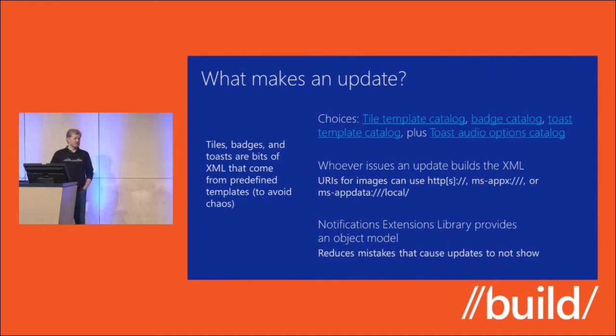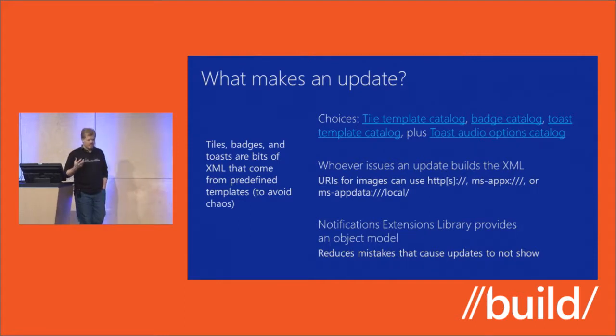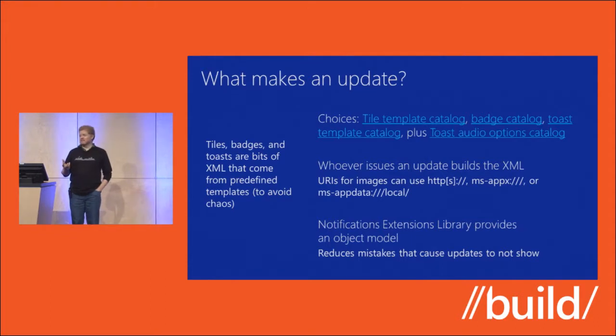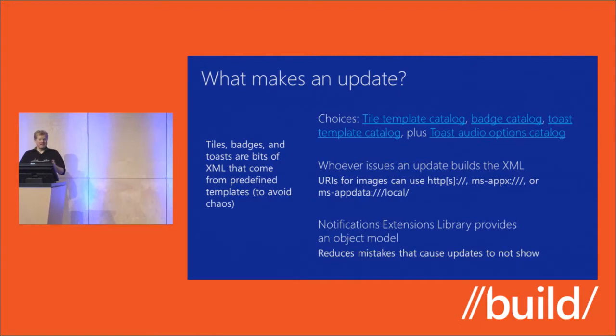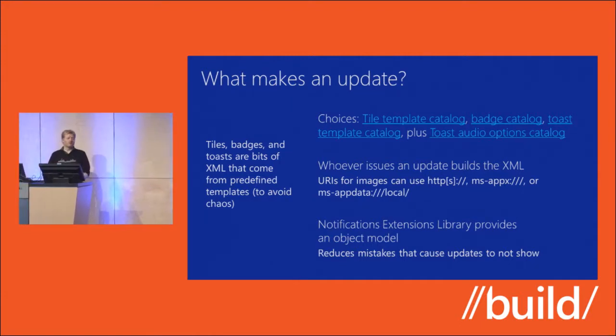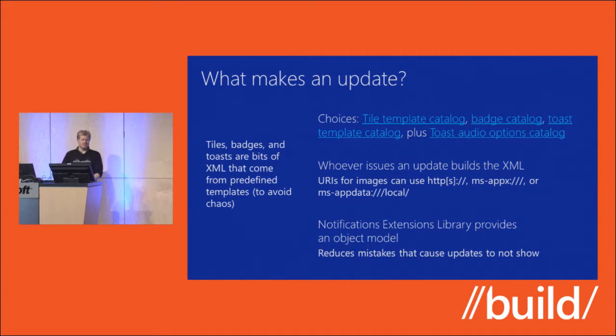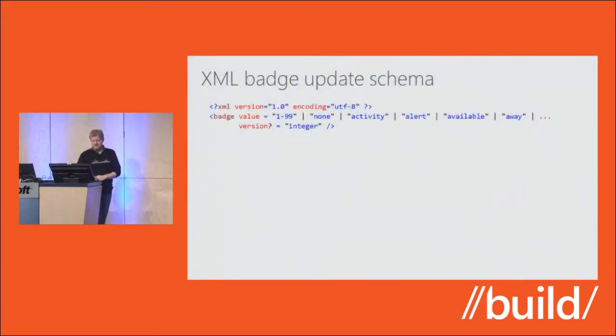I do want to also mention, if you look in the samples, you'll see this thing called the Notifications Extensions Library. It's a C# library that basically gives you an object model on top of this XML and makes it really easy to build them correctly, because if you are trying to build these things from scratch and you make a mistake, that update just never shows up and you don't see an error about it. Especially if you have it being issued from a service somewhere, you issue this piece of XML and it has a little mistake in it and you're wondering forever why it doesn't show up. So that's why this library was created, and it really helps reduce those mistakes.